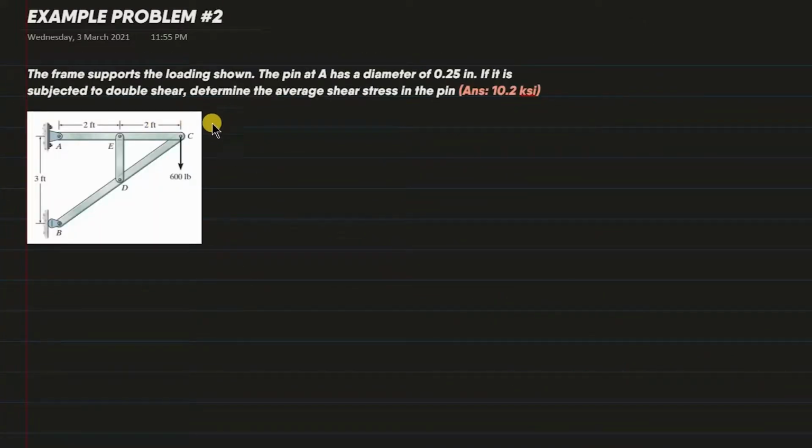Okay, ngayon mga bis, example problem number 2 naman tayo. Ito medyo mas komplikado ng konti, pero kaya natin yan. Okay? So, onti by onti, i-analyze natin. The frame supports the loading shown. Ito yung loading. May 600 pounds daw na nakadirect sa C. The pin at A has a diameter of 0.25 inches. Okay? So, it is subjected to double shear. Determine the average shear stress in the pin.